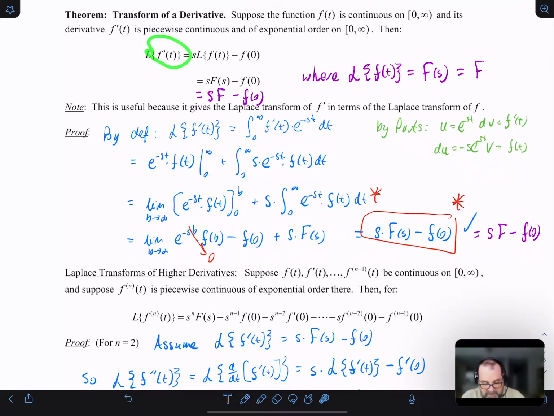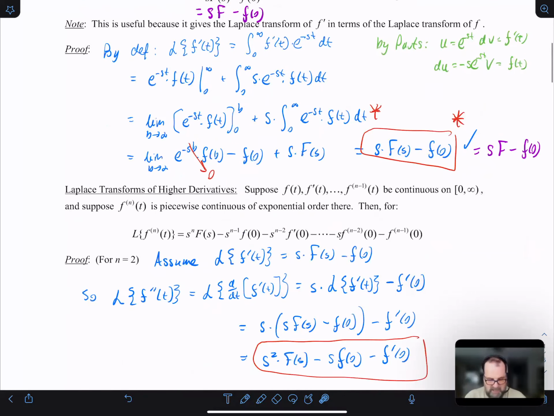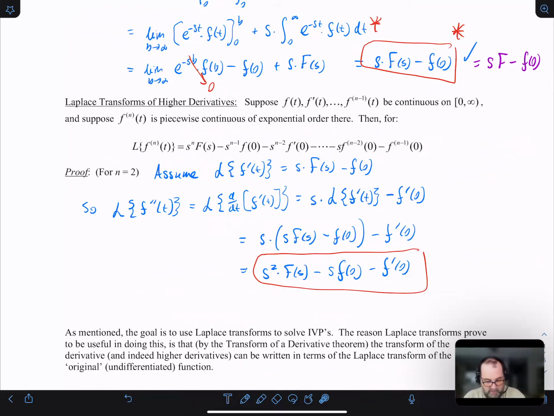This helps us for first order differential equations because it tells us how to do the Laplace transform of a first order derivative. We, of course, will need some higher order ones as well. We will probably just be sticking with no higher than second order, but we will need to figure out a rule for taking the Laplace transform of higher derivatives.